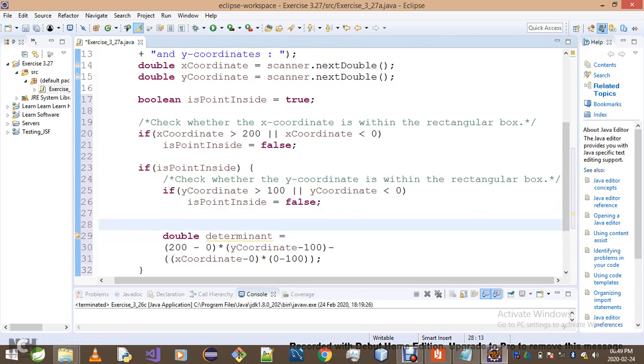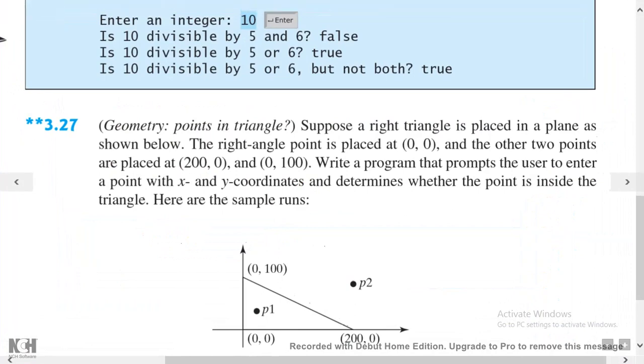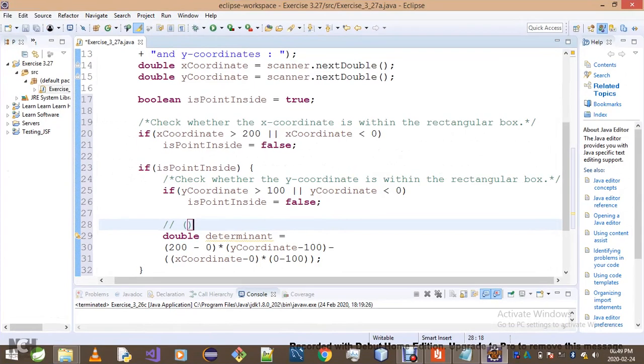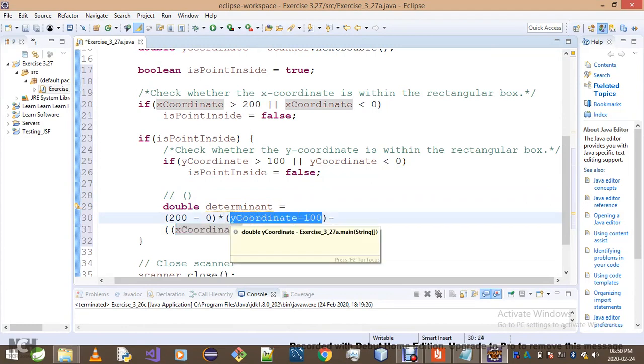Let me try to put it in the comments. It simply says you just pick a point, for instance, 200, 0 and 100, 0. And if you want to check, given 2 points, 200, 0 and 100, 0, and given a point such as P, with x coordinates of this and y coordinates of that, you simply pick one point.